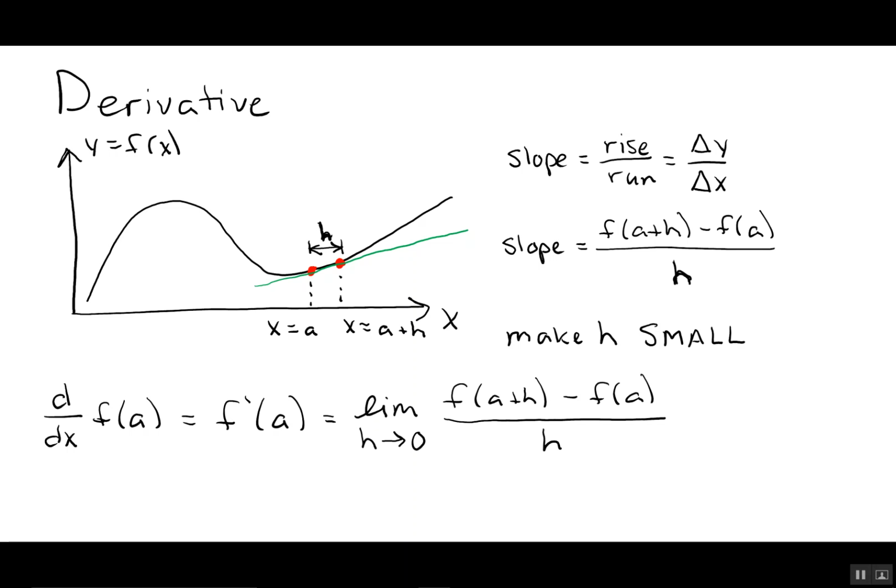And making h as small as possible is saying let's make h as close to 0 as we possibly can. And that is what you're doing when you take the derivative. That is the essence of the mathematical operation called the derivative.